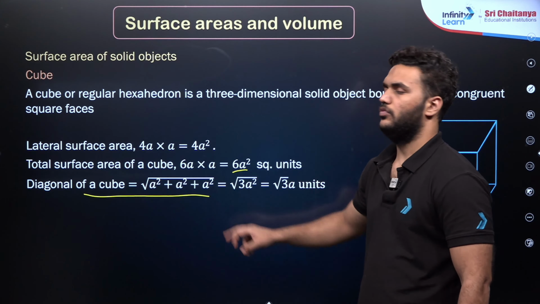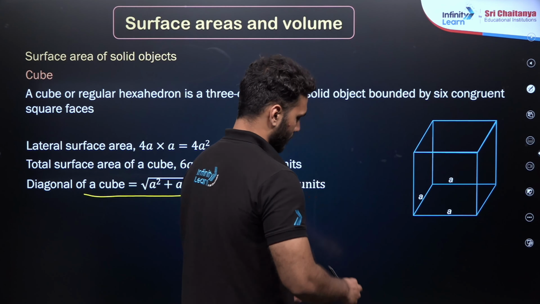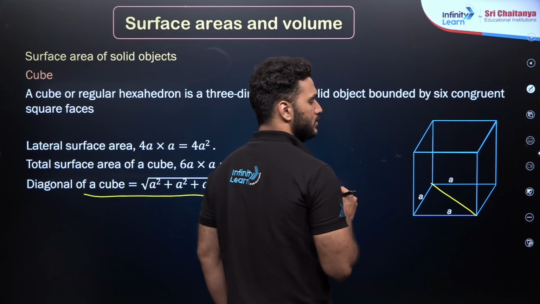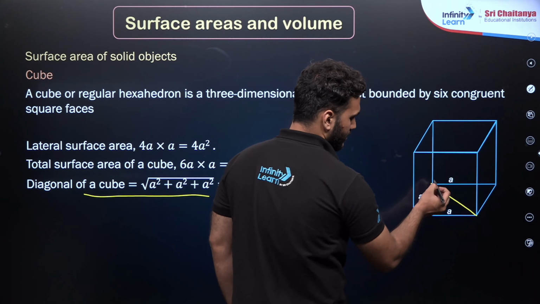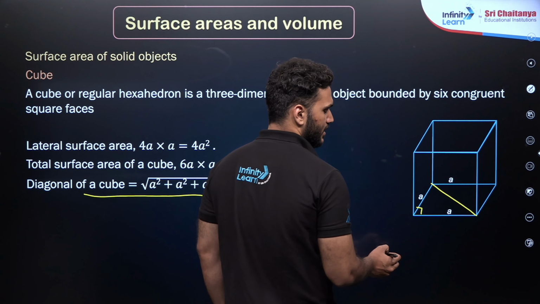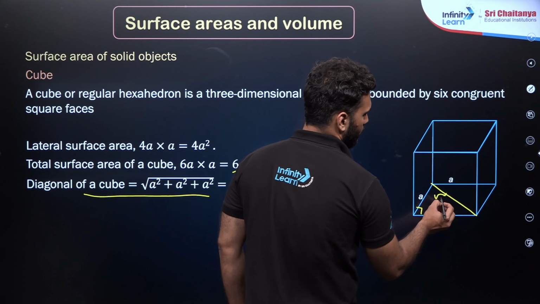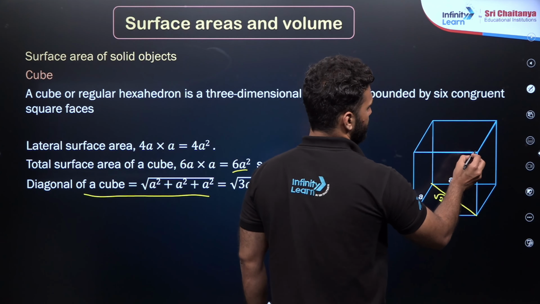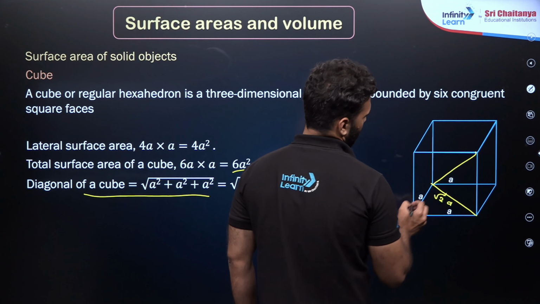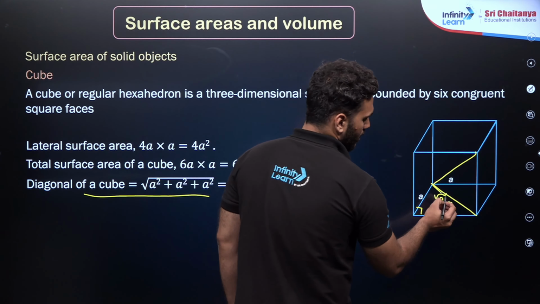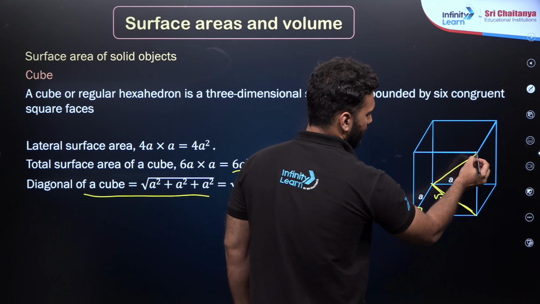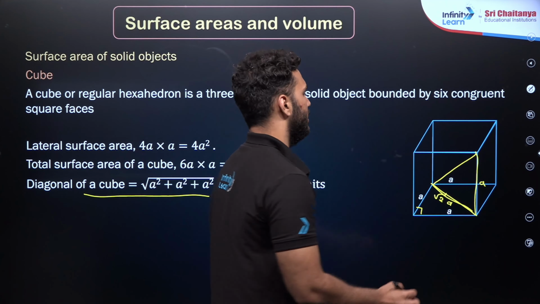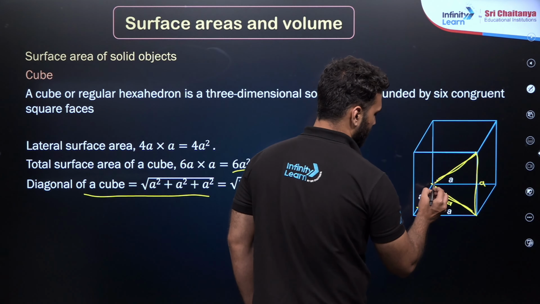Now what is this? The diagonal of a cube. How to find the diagonal of a cube? Can you find this value first? It is easy. This side is a, and this is 90 degrees. You will end up with root 2 a. The value of this is root 2 a. But actually we have to find this diagonal. So the base value is root 2 a and the height or perpendicular is a. Now use the Pythagorean theorem. You will end up with this value coming out to be root 3 a.